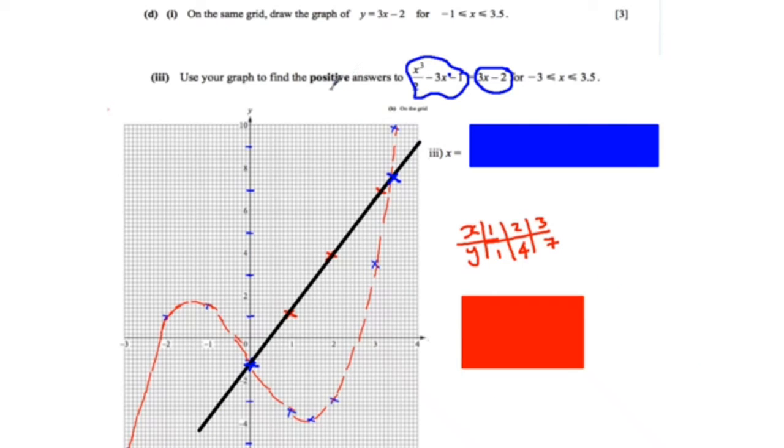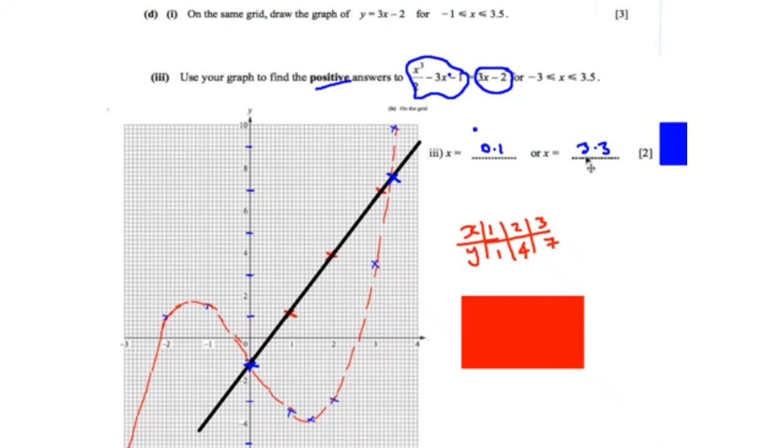And it says the positive answers, so I'm only looking at these two answers there. At this point here, I've got around about 3 point something, about 3.3. And at this one here, it's pretty close to 0. It's a bit hard to see on my scale, but I say it's roughly about 0.1. So I've got two positive solutions for when my original curve intersects the line that I've just drawn.